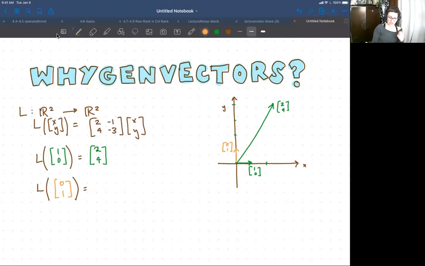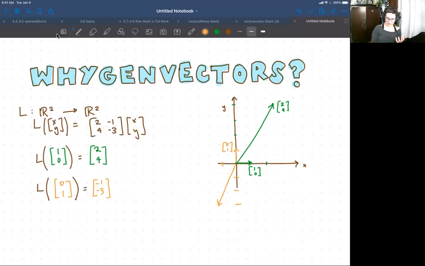If I look at what happens to my other standard basis vector, (0, 1), I'm going to get (-1, -3) out of that. So I go -1 in the x direction and -3 in the y direction. Sorry, pardon the cat. And that sends my vector down here. And again, this is a significantly different vector than the one we started with.